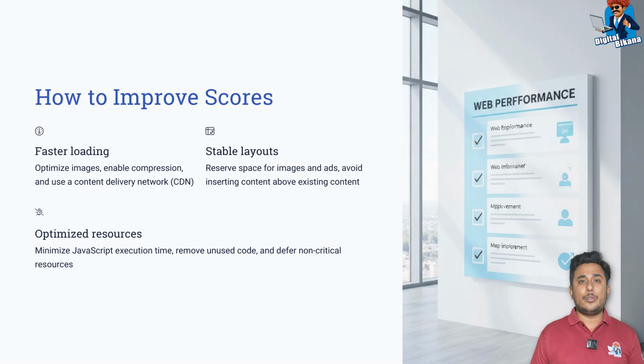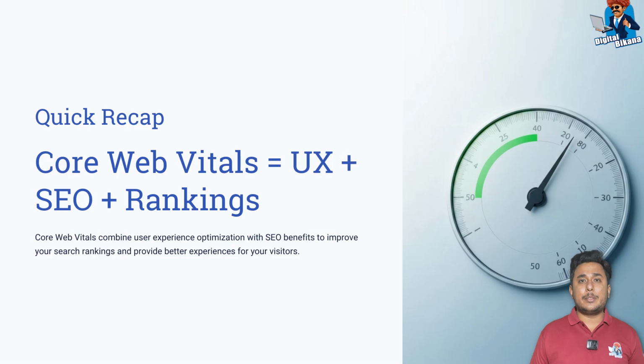How to improve scores? Optimize images and videos, use fast hosting and a CDN, minify CSS and JavaScript, and avoid layout shifts with defined sizes. Core Web Vitals measure loading speed, interactivity, and stability. Improving them boosts SEO and provides a better experience for your visitors.